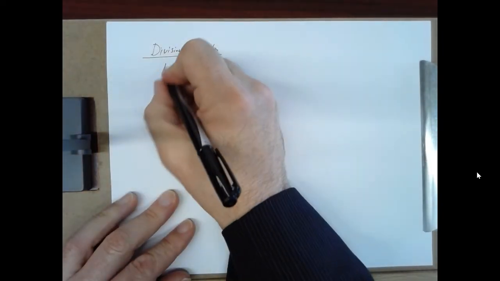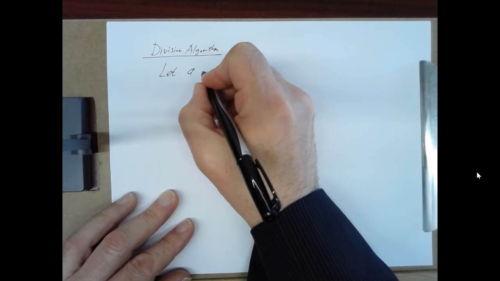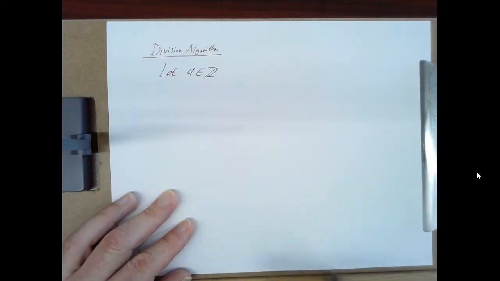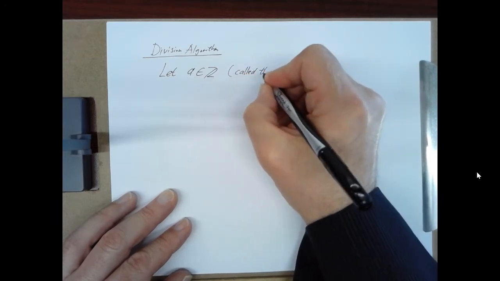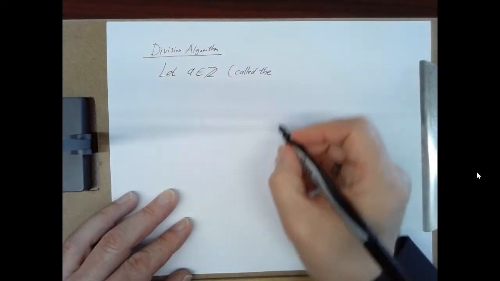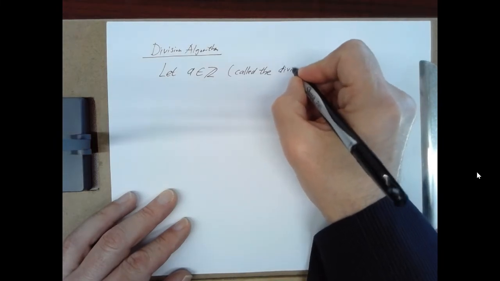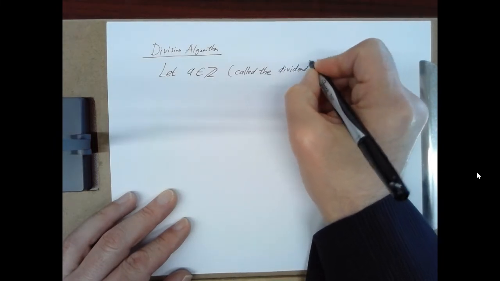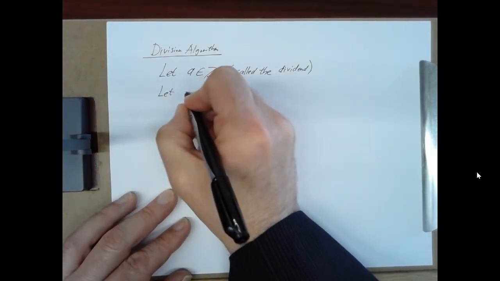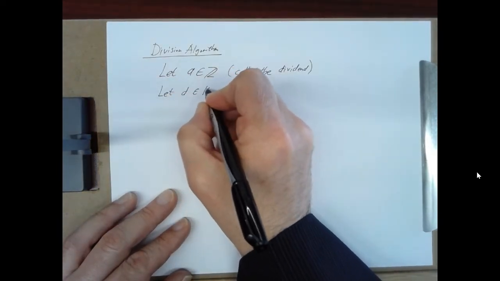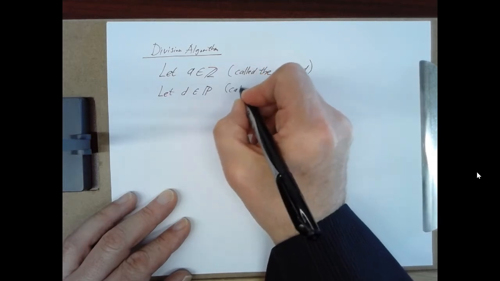So let A be an integer, and A is going to be called the dividend. And let D be a positive number, which is called the divisor.